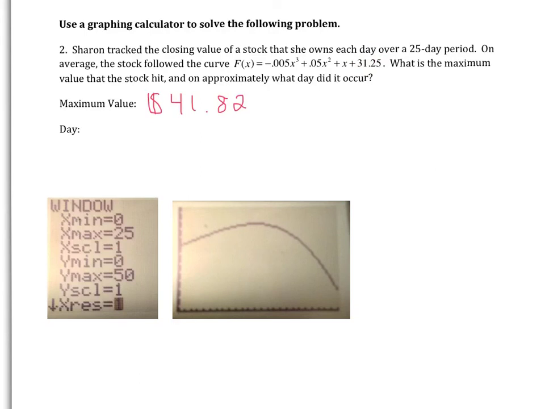And it looked like that happened on the 12th day, or after 12 days, because we got 12.15. So that would technically be on the 13th day, since 12 days passed by, and then the 0.15 means we're into the 13th day. So on the 13th day, our stock reached its maximum value.